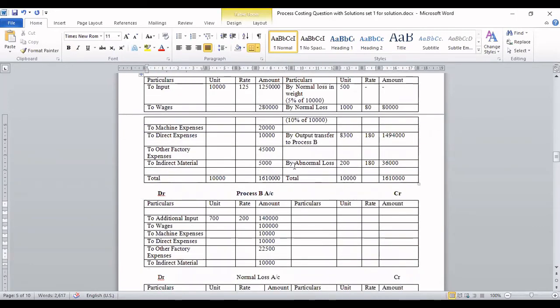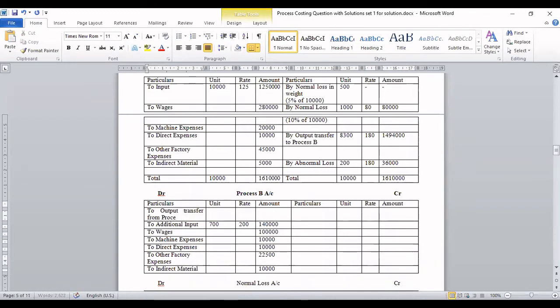So here we'll write output transfer from process A. Very good. How many units? 8,300. Correct? And what is the rate we got? 180. Amount 14 lakh 94,000.